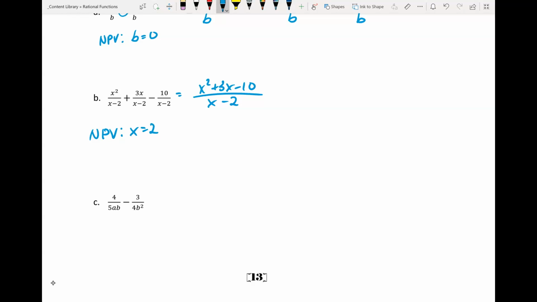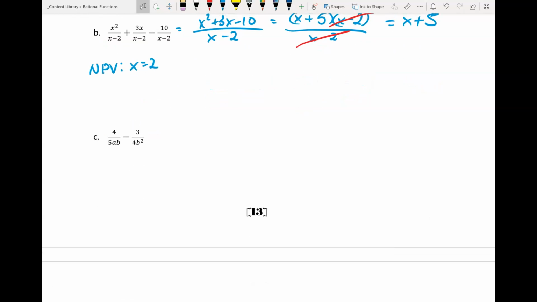From here we can factor our numerator, because you might be able to cancel something out between the numerator and the denominator in order to get the simplest form. Factors of 10 are 5 and 2, and we can get a plus 3 middle term if we had a positive 5 and a negative 2. Now we can see that we can cancel out x minus 2 from the numerator and the denominator, and we're left with x plus 5. Because we started with a rational expression, remember that your NPV is still going to be x minus 2, even though our simplified version is x plus 5.